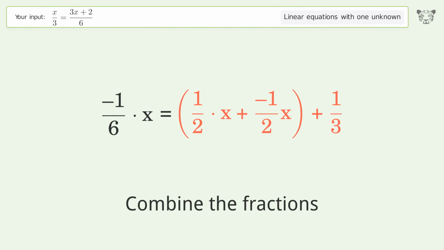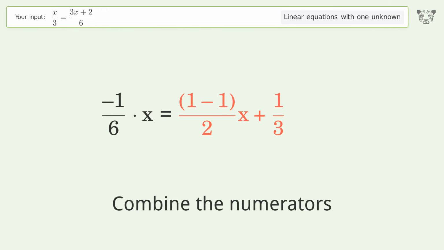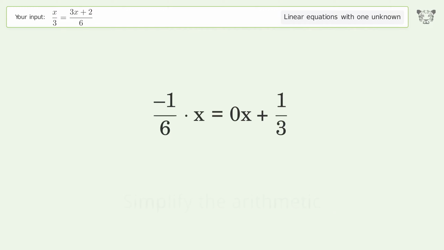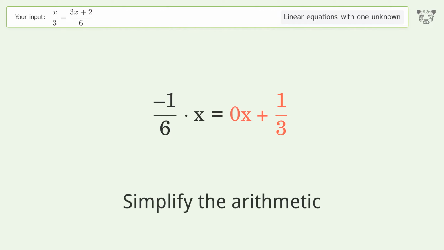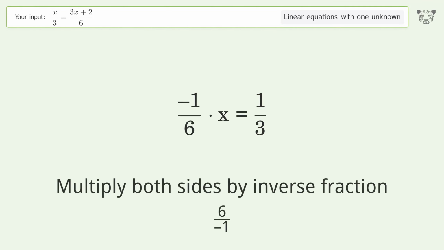Combine the fractions. Combine the numerators. Reduce the zero numerator. Simplify the arithmetic. Isolate the x. Multiply both sides by inverse fraction 6 over -1.